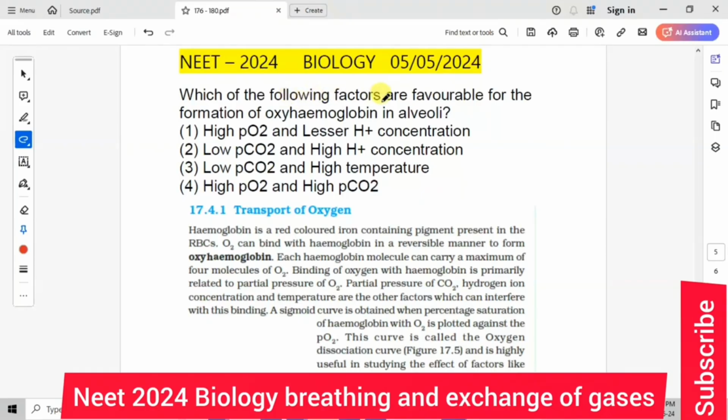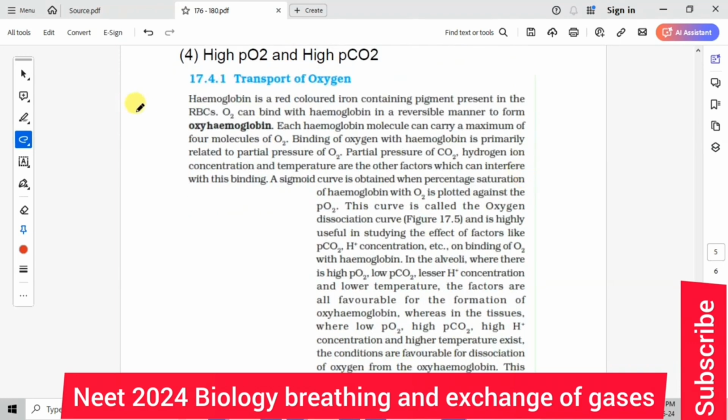Which of the following factors are favorable for the formation of oxyhemoglobin in alveoli? It is option 1 is the answer, higher PO2, partial pressure of O2, and lesser H plus concentration. You can see the NCERT topic and information here about transport of oxygen from the lesson known as breathing and exchange of gases.